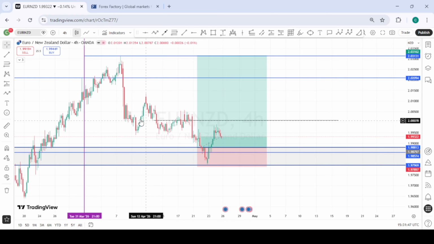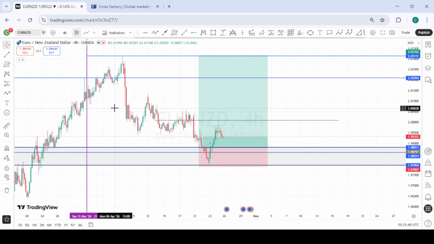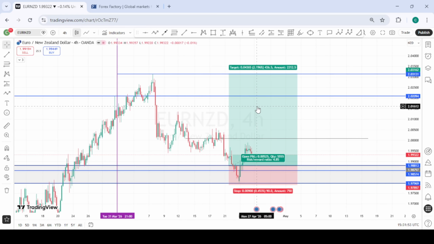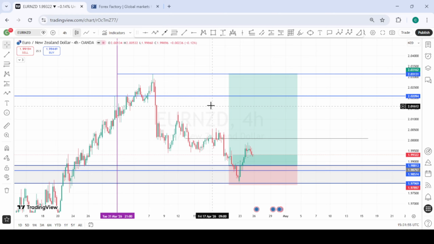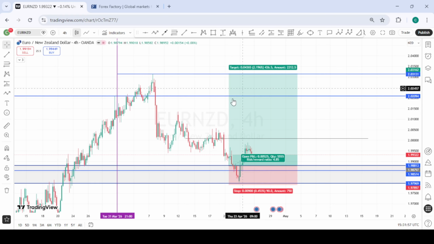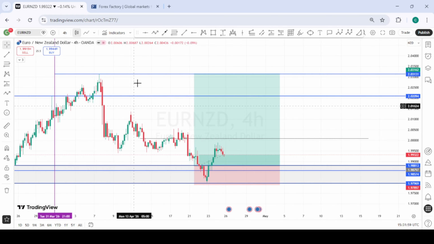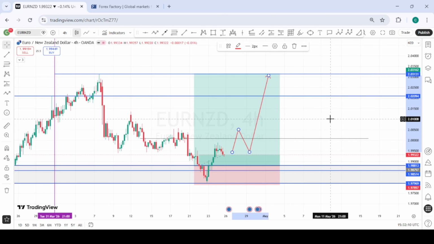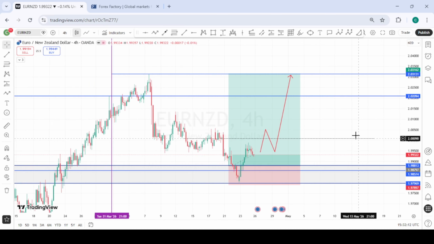This is EURNZD. EURNZD has a similar setup as GBPNZD's. Price is also currently reacting from a very strong area of interest. This trade was not taken, but it was just indicating how price might play out for the coming week. So we're just looking forward to a possible 4-hour structure shift or daily structure shift here. Then we look for a possible higher low formation. We look for a continuation to the upside. So we are very bullish on EURNZD for the coming week.